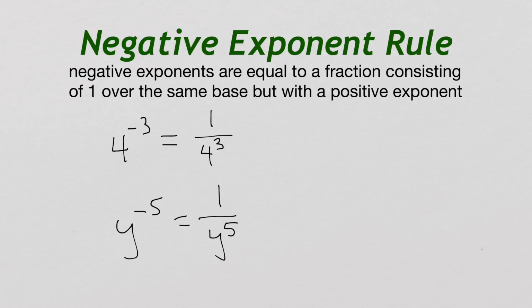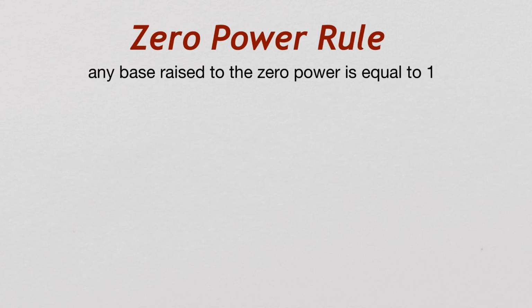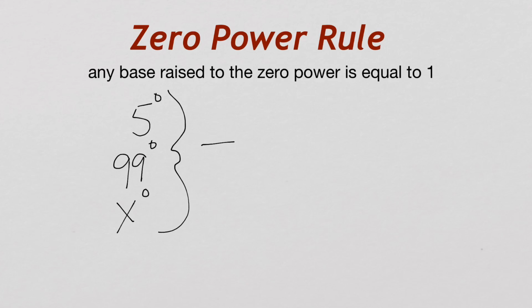Alright. Last but not least, we have the zero power rule. It's probably the easiest of all of them. That states that any base raised to the 0 power is equal to 1. I do not care what it is. We can have anything here. So we can say 5 to the 0. We could have 99 to the 0. We could have x to the 0. It does not matter. If it is raised to the 0 power, it is equal to 1 every single time.